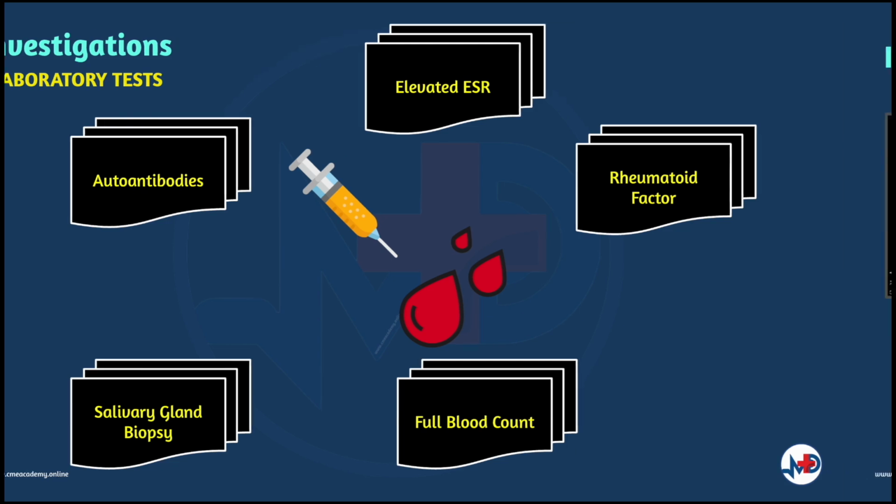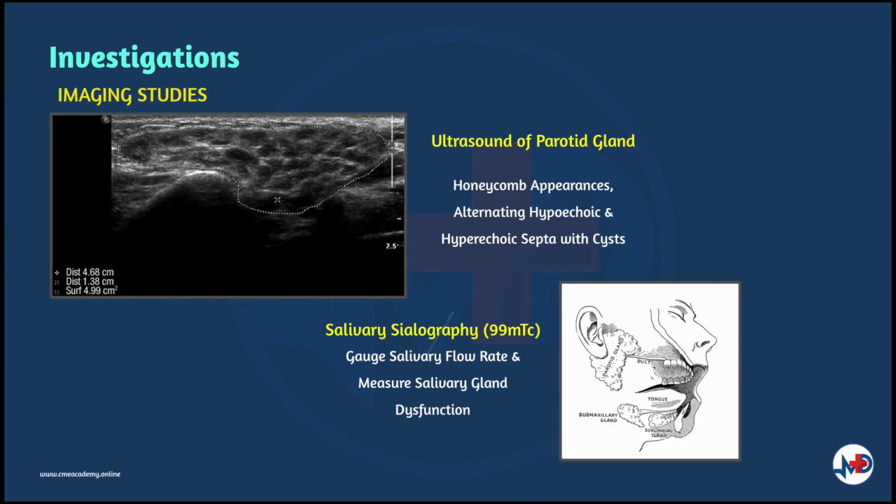of Sjogren syndrome. Imaging studies may include sialography, whereby a radio-opaque dye is injected into the salivary glands and visualized to exclude obstructions and strictures. Salivary scintigraphy gauges salivary flow and provides an objective measure of salivary gland dysfunction. Ultrasound of the parotid gland will reveal a honeycomb-like structure of the glandular parenchyma, alternating hypoechoic areas and band-like hyperechoic septa and cysts.